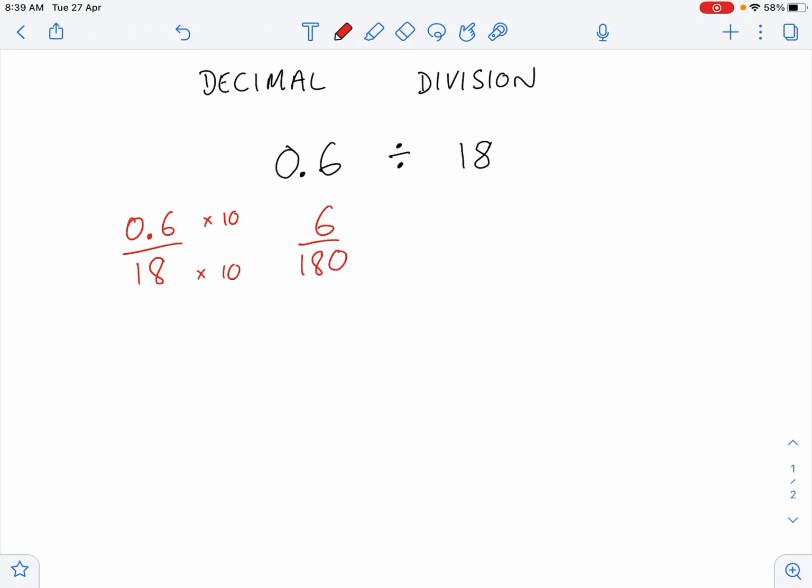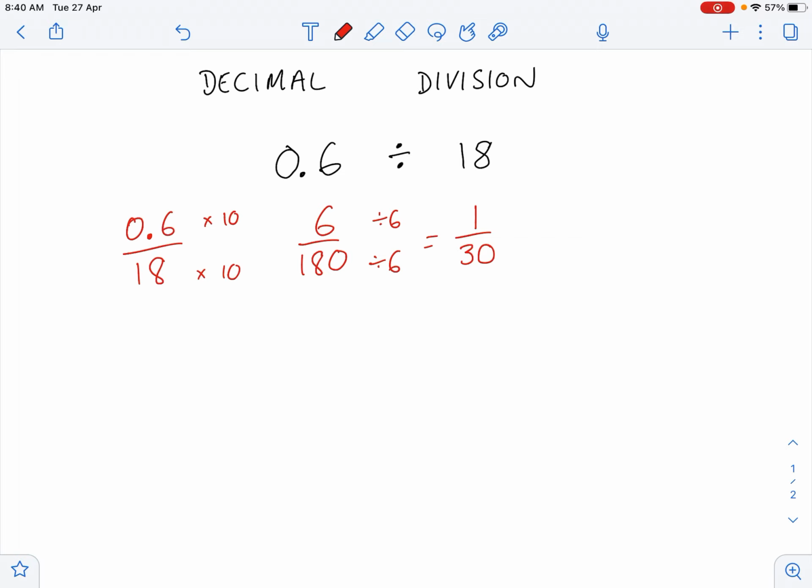Now that I've got that, I can simplify this by finding what goes into the top and the bottom. Well, I know that 6 goes into both of these, so I'll divide by 6, and I get 1 on top. 6's into 18 go 3, so this must be 30. And there we go. That is a simplified fraction and a good answer to that division sum.